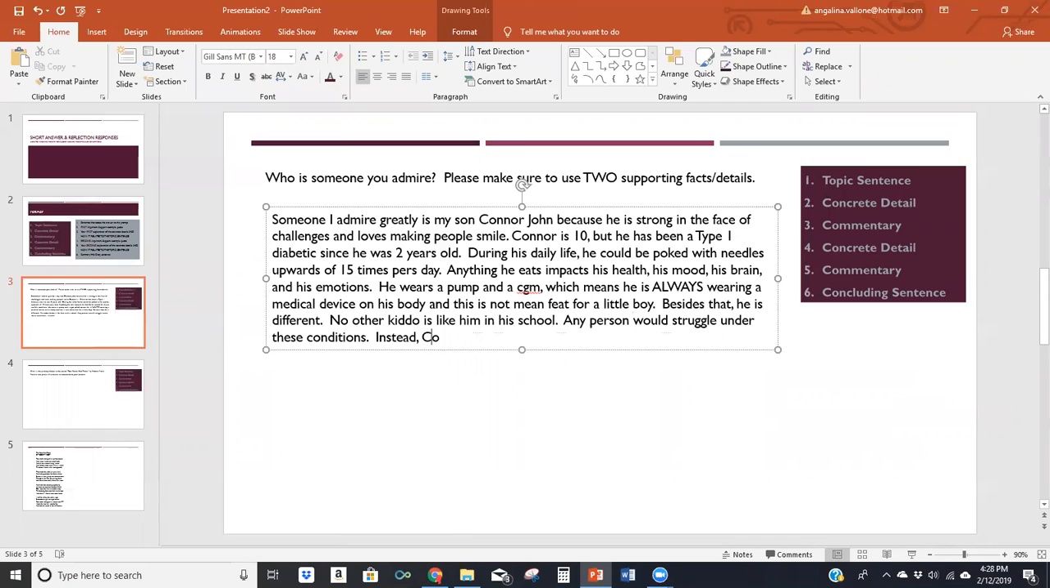Instead, Connor thrives because he has learned to keep going. He has learned that even a life-threatening disease will not keep him down.